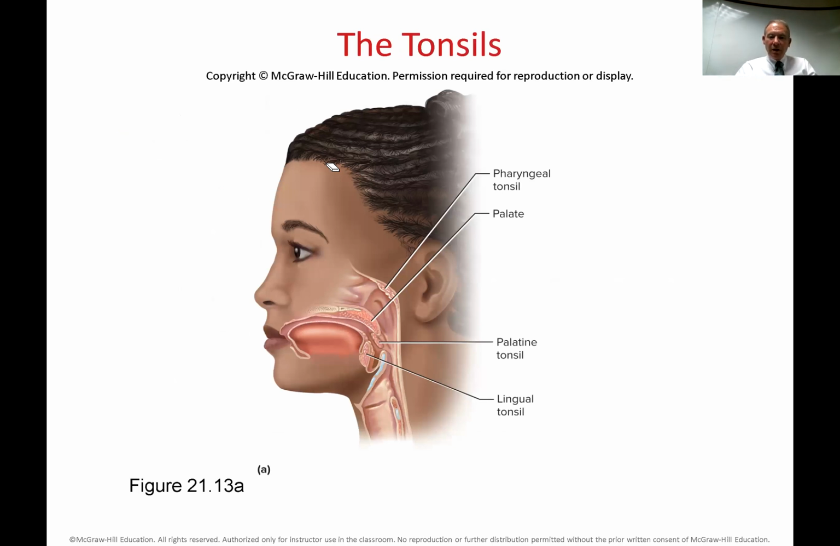So here's a lateral or sideways depiction of the three tonsils. The palatine tonsils, that's what doctors look at when they tell you to say ah, they look and they see the palatine tonsils. Lingual tonsils are under the tongue, and the pharyngeal tonsils, also known as adenoids, are in the nasopharynx. So the adenoids or pharyngeal tonsils are here.